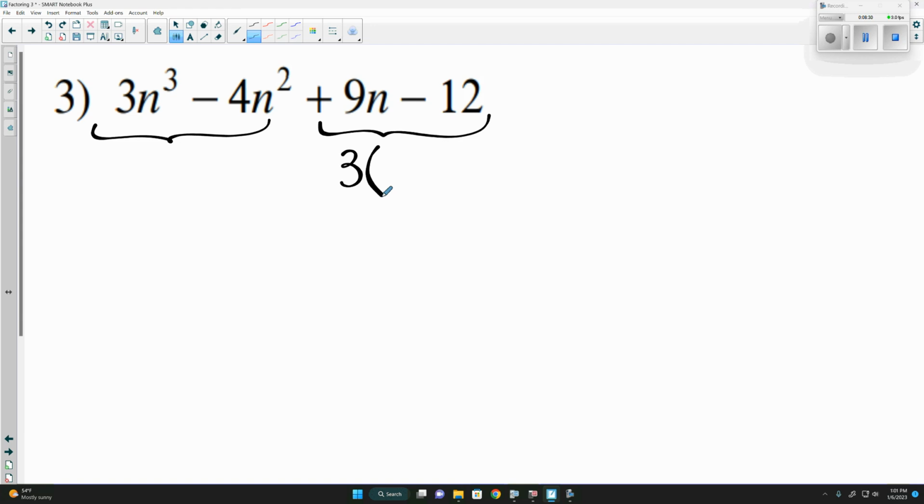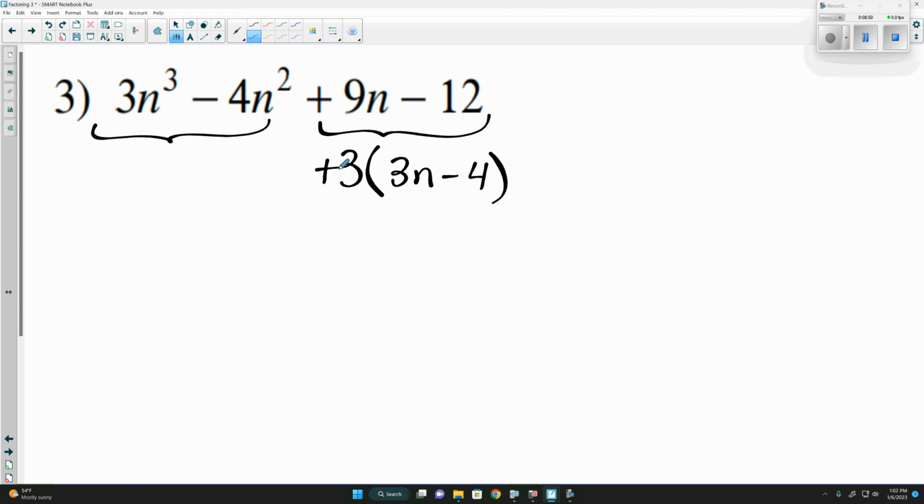We'll see that here in a minute. So we can factor the 3 out of these 2. So if I factor the 3 out of the 9n, we have 3n. If I factor the 3 out of negative 12, we have negative 4. And the 3 is positive, so we'll put a plus.